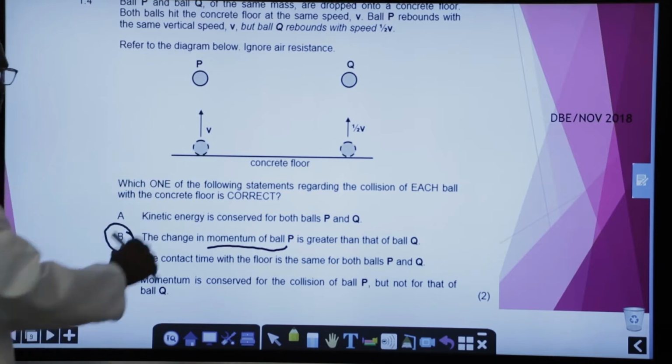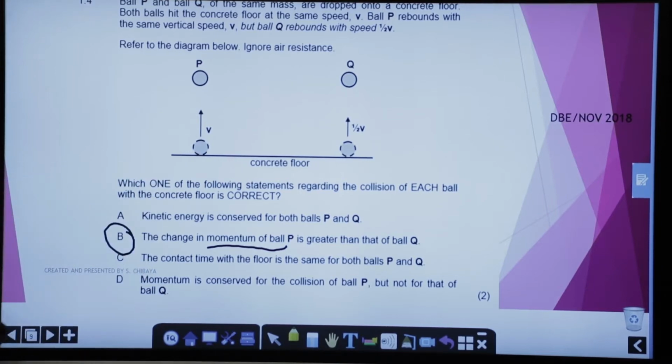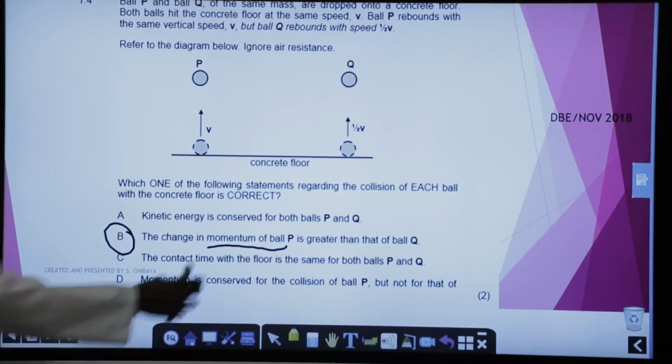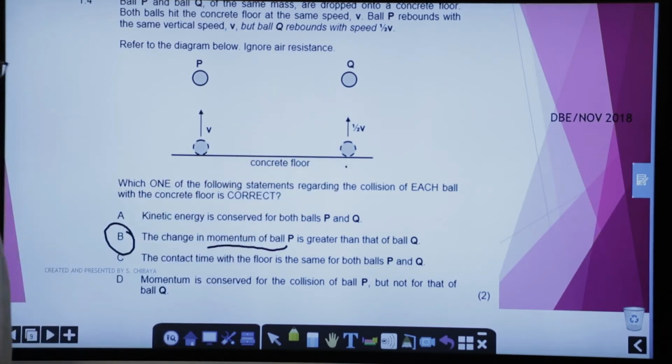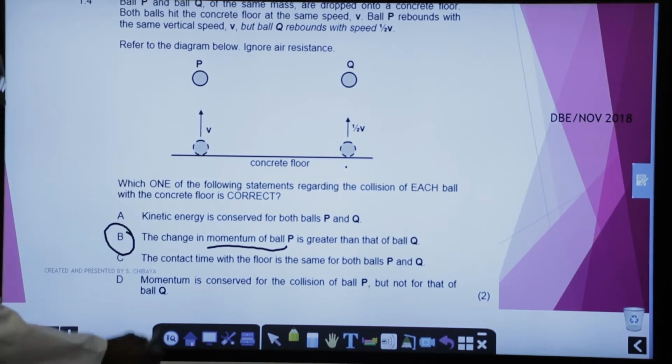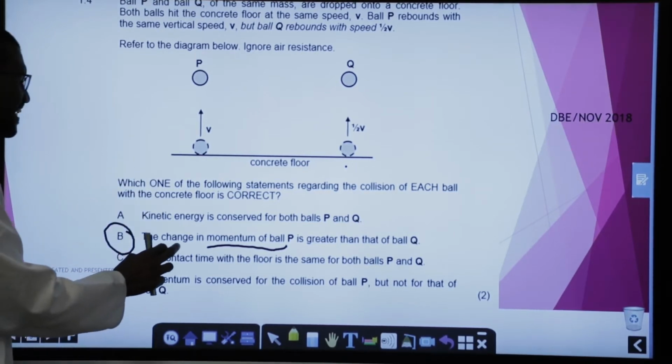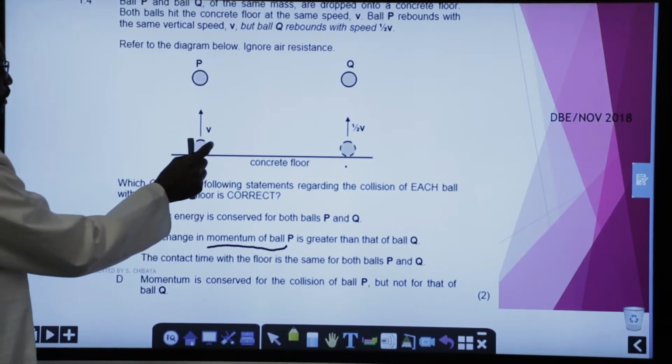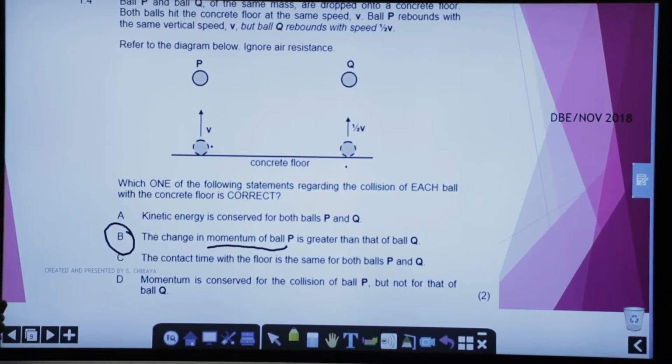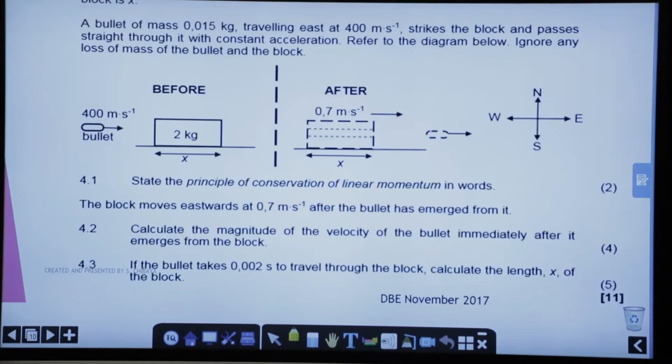This one bounces off at the same velocity as it hit the ground with, and that one bounces off with half v of the velocity that it hit the ground with. So in this case, the change in momentum of the first ball is more than the change in momentum of the second ball. All right, let's look at longer questions now.